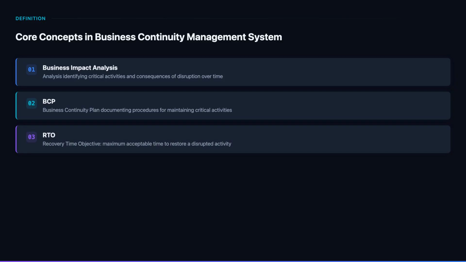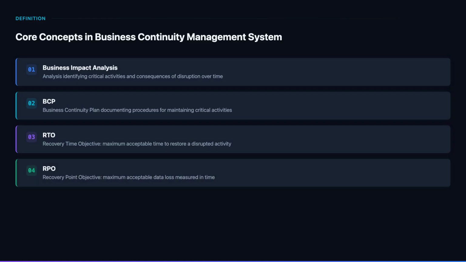The RTO is the maximum time the organization can tolerate a critical activity being unavailable before the impact becomes unacceptable, and it drives the design of recovery strategies and the level of investment in resilience measures. The RPO defines the maximum amount of data loss that is acceptable, measured as a time period, and it drives decisions about backup frequency, data replication, and recovery capabilities for IT systems.